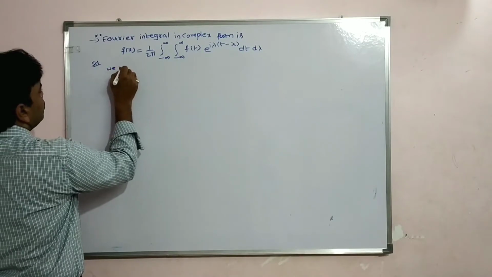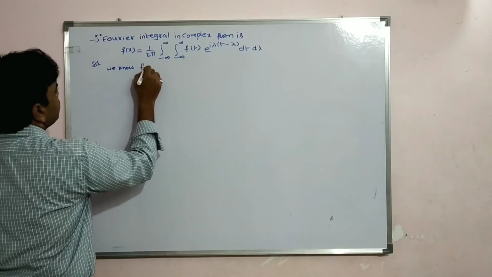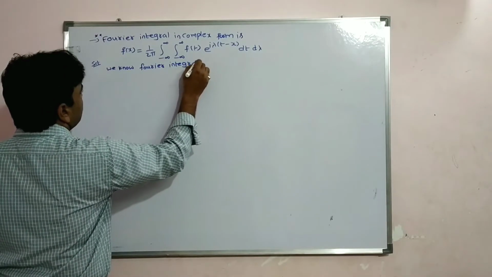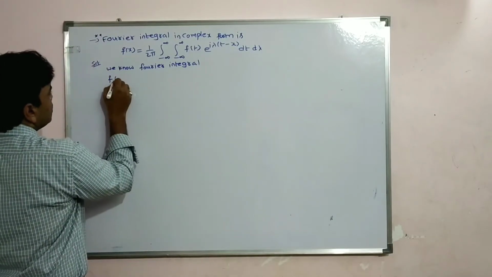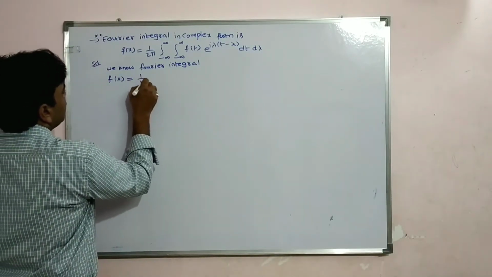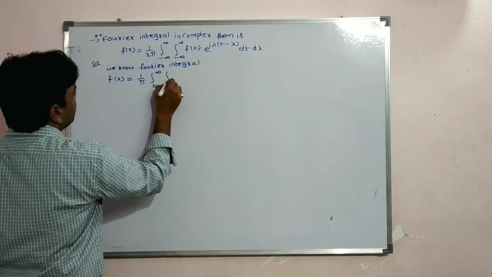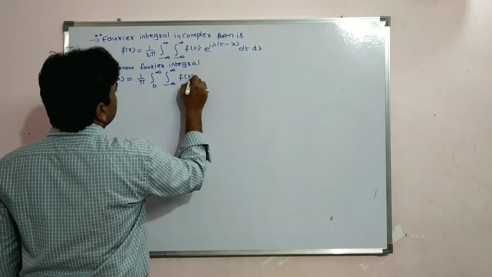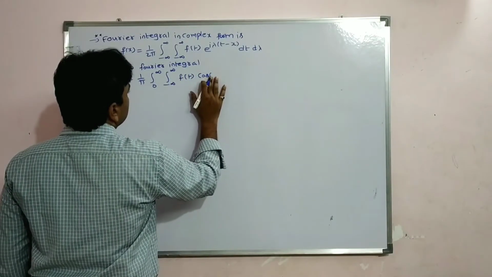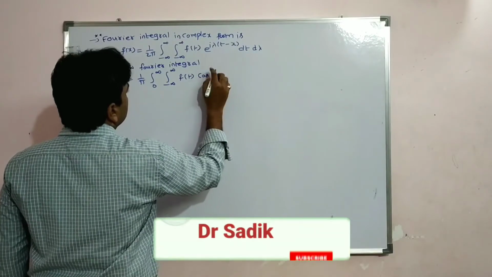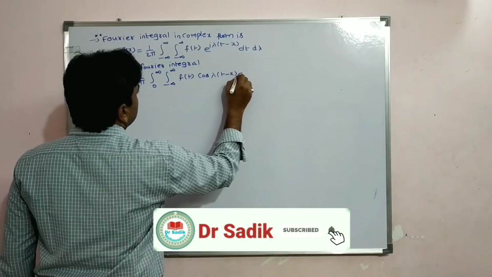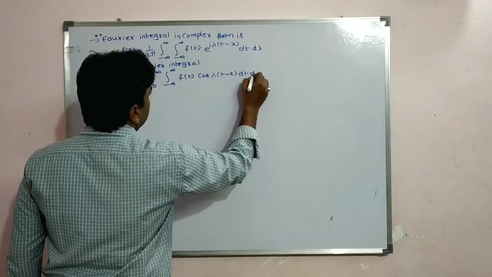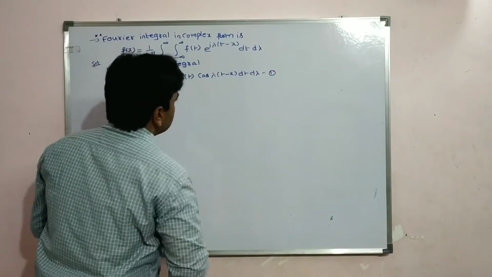We know the Fourier integral. What is the Fourier integral? f of x is equal to 1 by pi integral 0 to infinity, integral minus infinity to infinity, f of t cos lambda (t minus x) dt d lambda. So this is one.